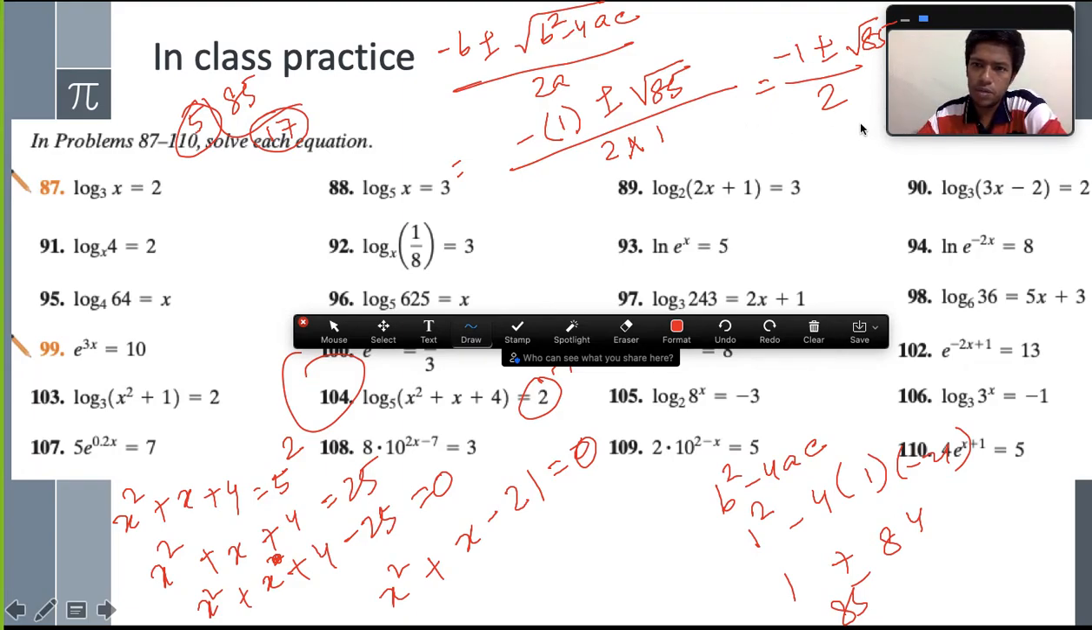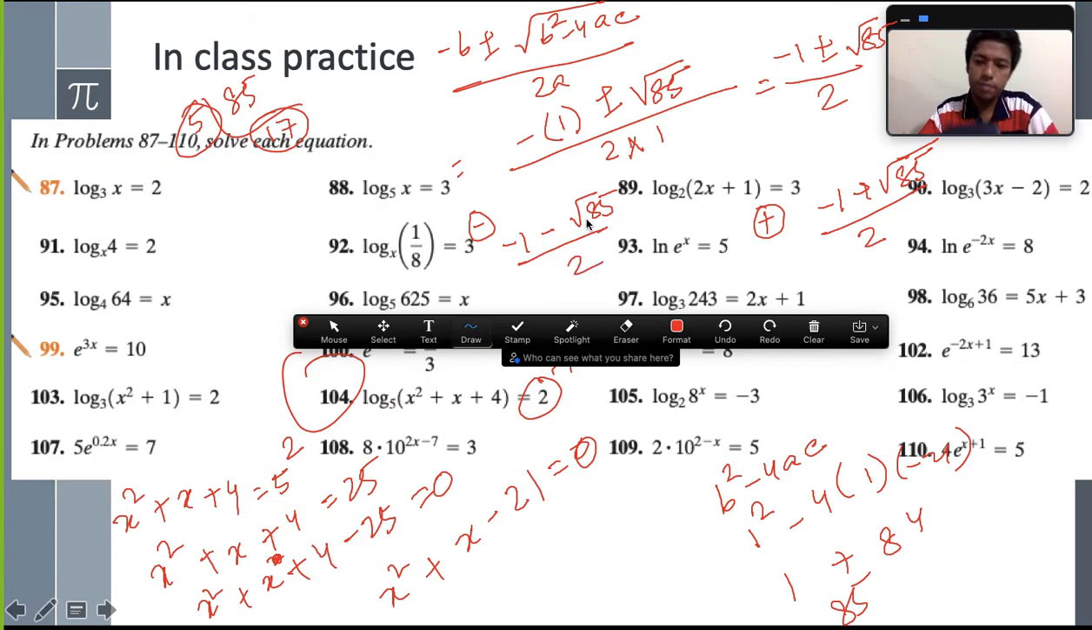So one of the answers will be minus 1 plus root 85, divided by 2. Another answer, we will check if it is correct or not, of course. This is for the plus value, and for the minus value we will have another answer, which is minus 1 minus root 85, divided by 2. But I have to check if my negative answer is valid or not. It looks a little bit crazy.